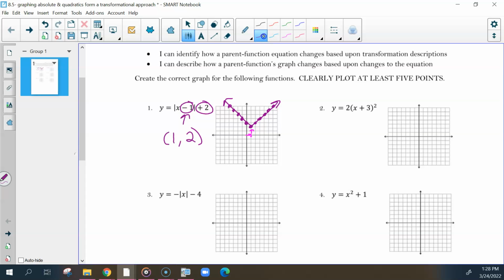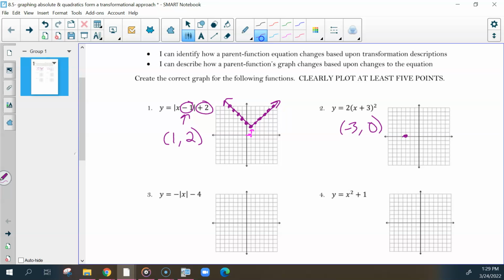For number 2, your vertex would be at negative 3, and there's nothing on the outside, so it would be 0. Now this one is being vertically stretched by a scale of 2.